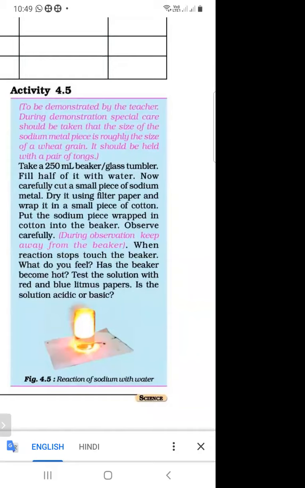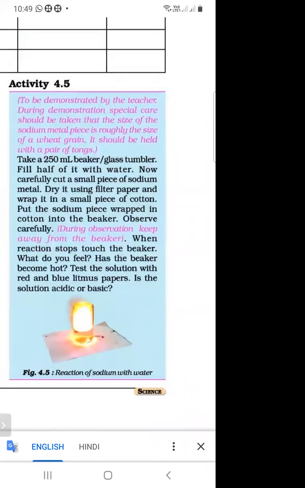After putting this into the beaker, what is the observation? An explosion may occur, and the beaker becomes hot. Why does the beaker become hot? Because when sodium reacts with water, NaOH is formed, and a lot of heat is generated in this reaction, so due to this heat, the beaker becomes very hot.